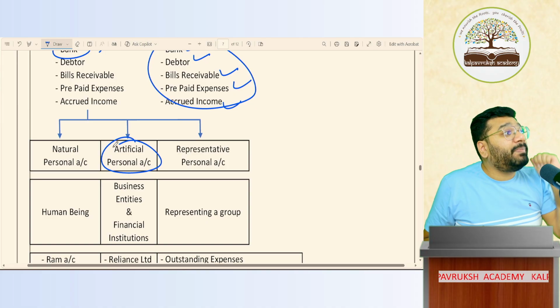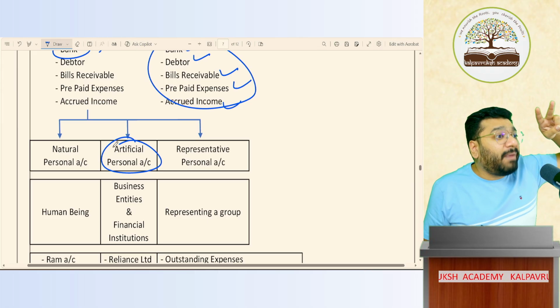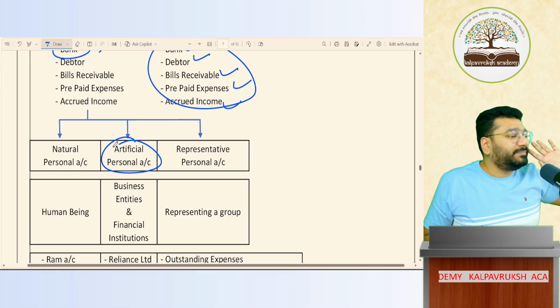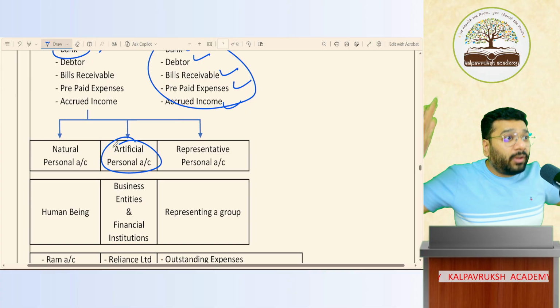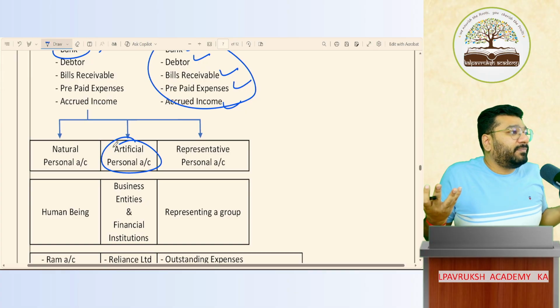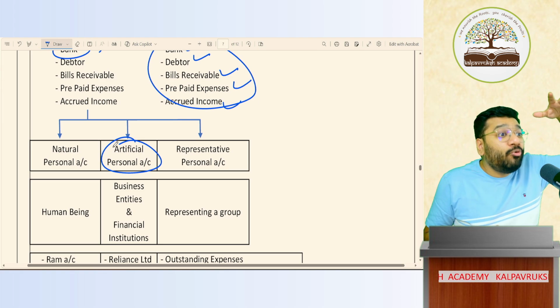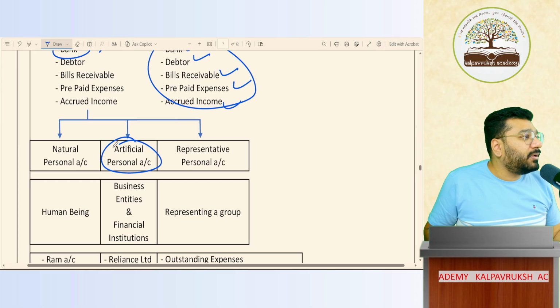Why did law say these are persons? Only when you are a person, you can buy property, sell property. You can sue somebody, you can be sued by somebody. Got it, not got it? For you to do all this activity, you need to become a person. An entity cannot be a natural person, so we made them artificial persons. Law made them artificial persons. Got it, not got it?